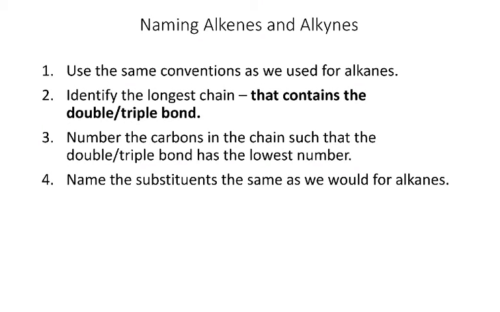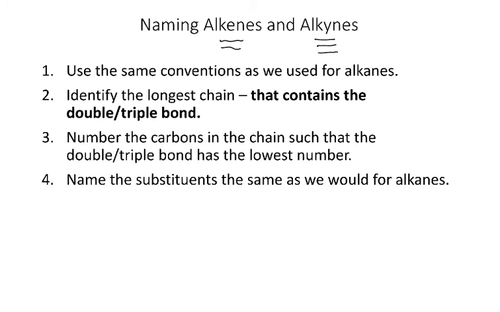In this video, we're going to look at naming simple alkenes and alkynes. Now, you should know from class that alkenes are compounds that have double bonds, and alkynes are compounds that have triple bonds. So naming these follows a lot of the same rules that we used for alkanes. The couple of differences we have comes into how we determine and number the chain.